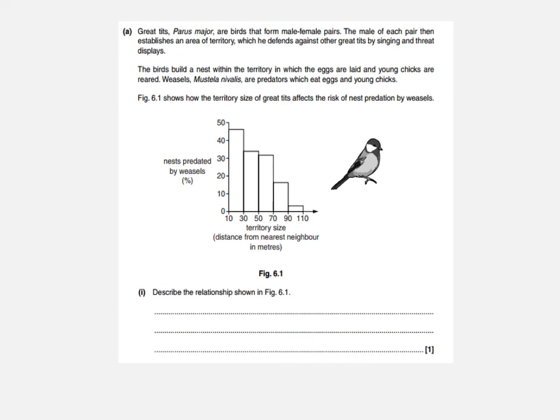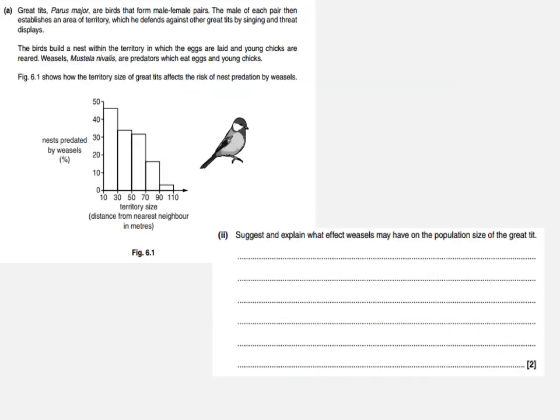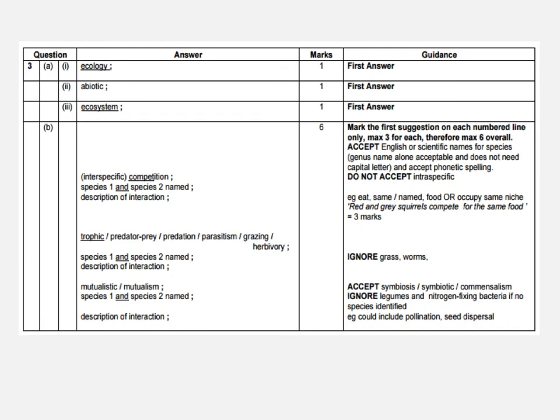So what is the link between territory size and a percentage of nests predated by weasels? Suggest and explain what effect weasels may have on the population size of the great tit. That is a suggest and explain. So what do you think and why? And this is our last question. So when you're ready to go through the answers, just carry on playing this video and they'll be on the next slide for you. So here we have got the first few questions.